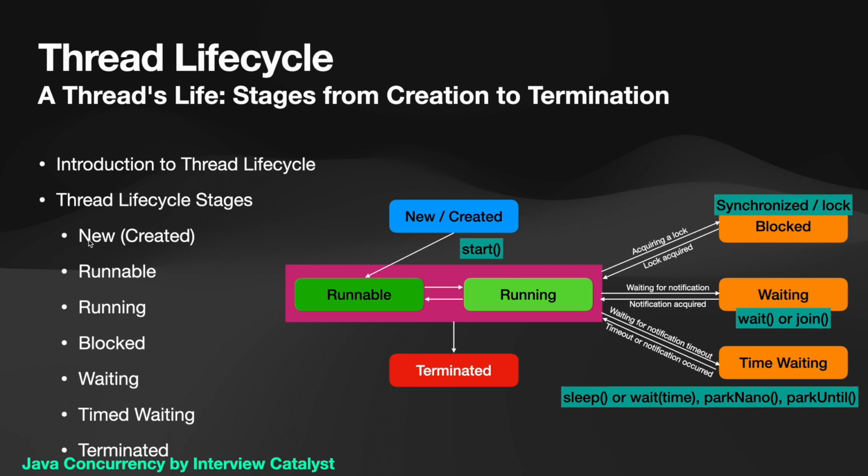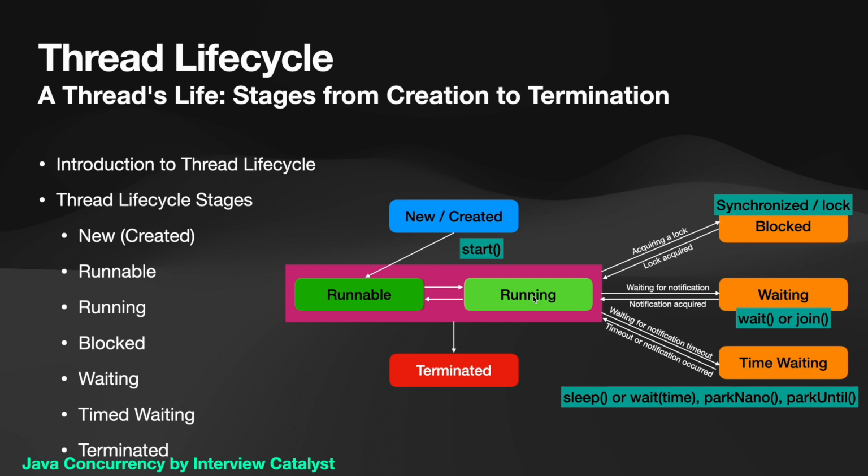When we write Thread t = new Thread, the thread is in the new state. Runnable. When you call the start method, the thread moves to the runnable state. In this state, the thread is ready to run but might not immediately start executing. It depends on the thread scheduler, which decides which thread gets the CPU time. When we call t.start, that thread moves into a runnable state.